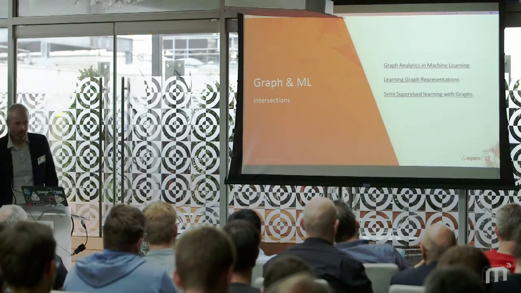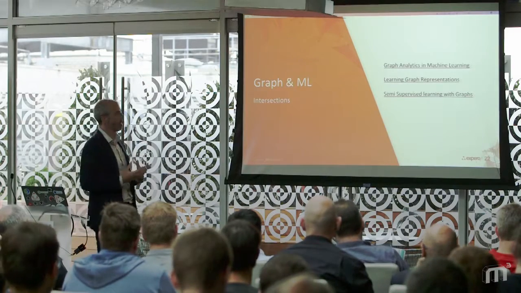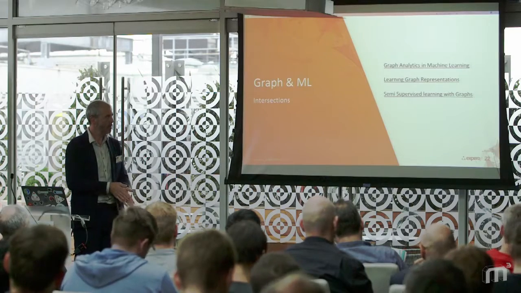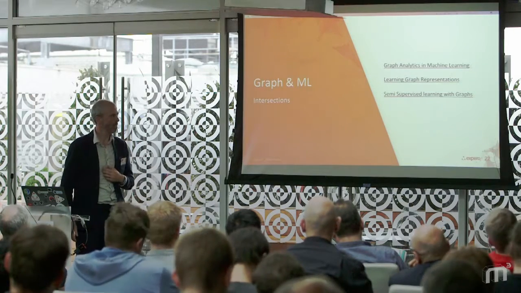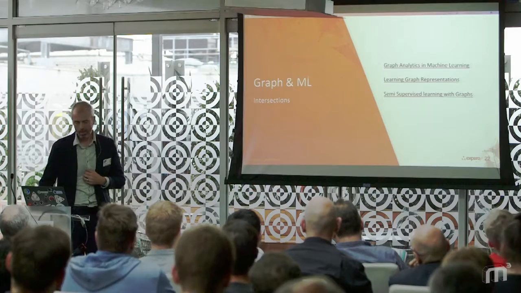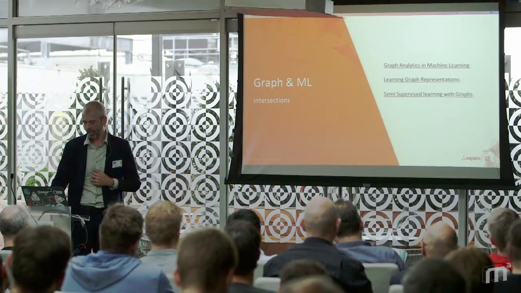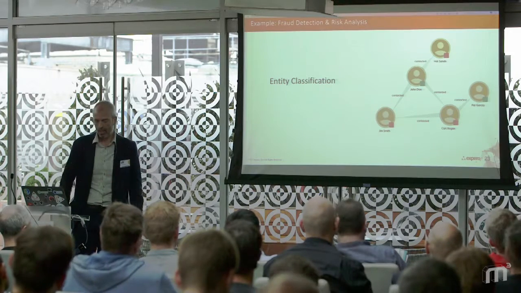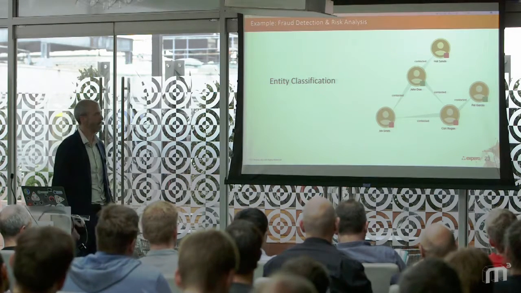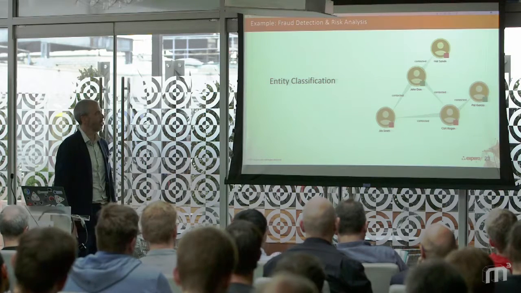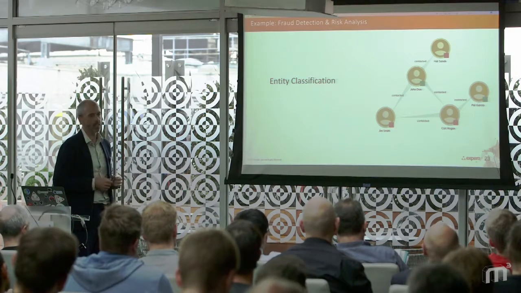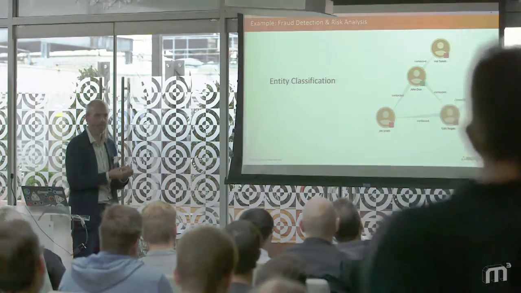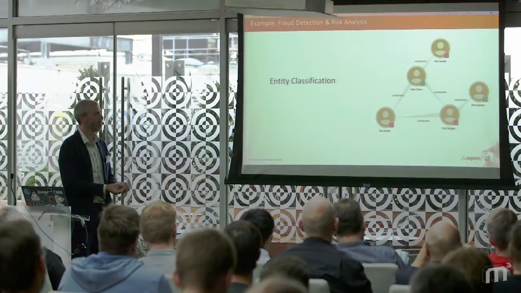So there's actually much more than these three things in terms of the intersection of graphs and machine learning. But I've just picked out three that I think are the most interesting, that build on each other. So I'm going to take us through that now. Let's concentrate on a particular problem, that of entity classification. You could be doing fraud detection, risk analysis, or anything here where you're trying to assign a label to a particular entity within your graph.